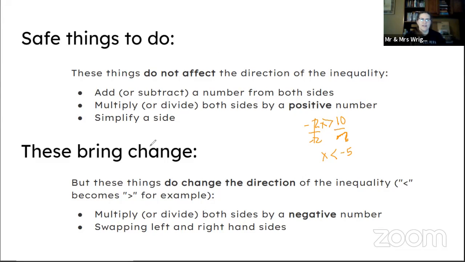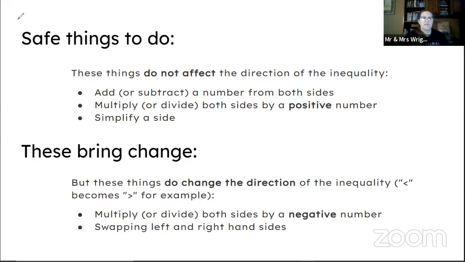The other thing that brings change is if you want to switch where the variable and the answer are located. So if you want to write -5 is greater than x, that also brings change. You see how our less than flipped to a greater than.